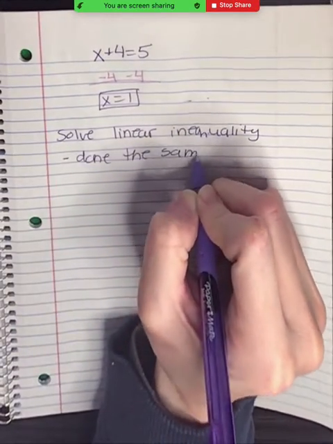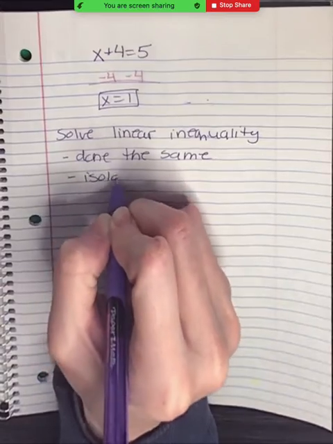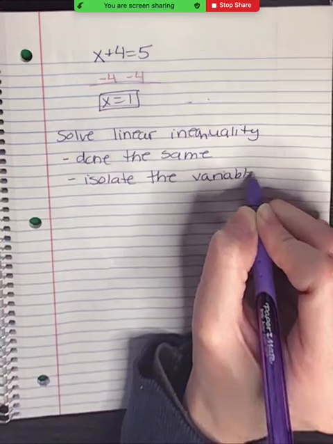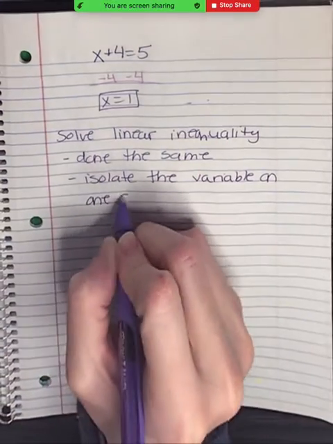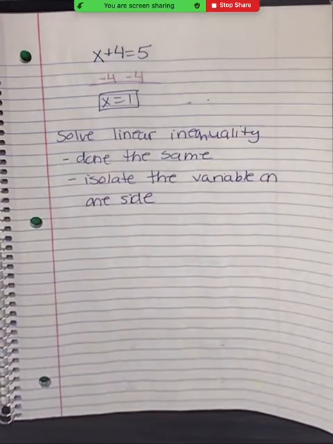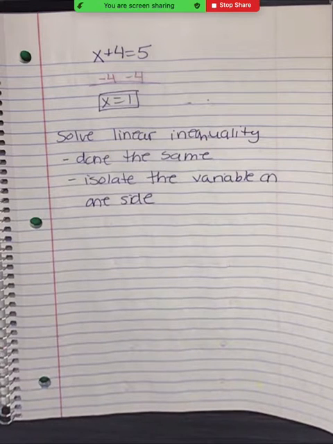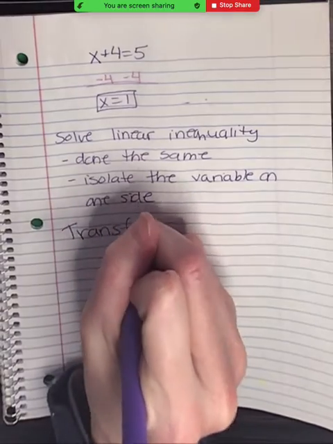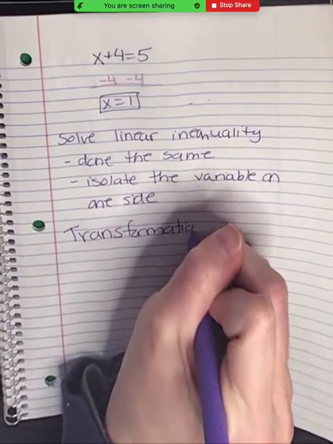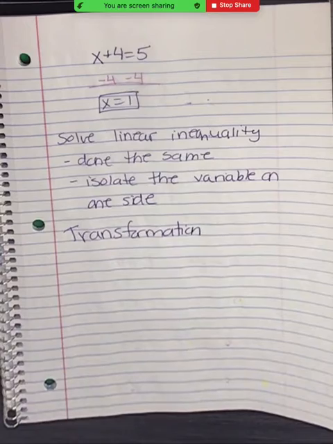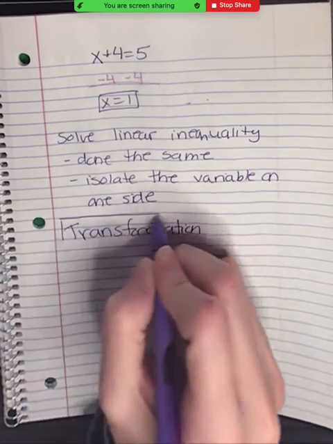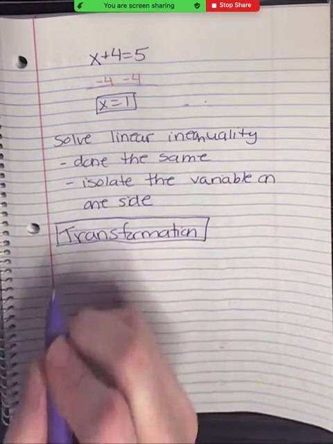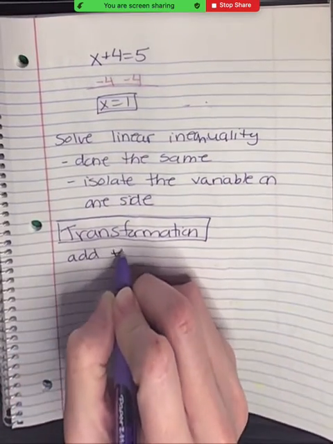So the goal here is to isolate the variable on one side. Okay, using your transformations. So the transformations we can use with inequalities are slightly different. Okay, for the most part, they're the same. They change a little bit with multiplication and division. So you can add the same number to both sides.